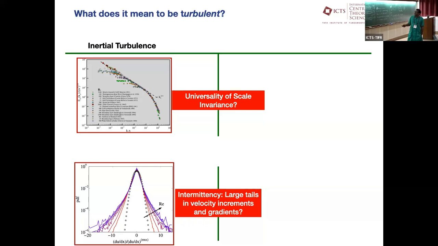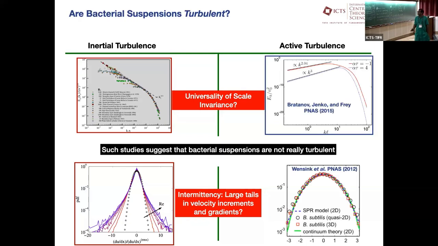And secondly, these flows should be intermittent, which is code word to say that if you measure gradients or velocity increments, they should end up with fat tails, which are far from Gaussian. Early work, studied first in 2015 by Bratanov, Jenko, and Frey, and this paper is the one that I keep going back to, suggested that these bacterial suspensions, if you take this as a litmus test for being turbulent, don't quite satisfy.